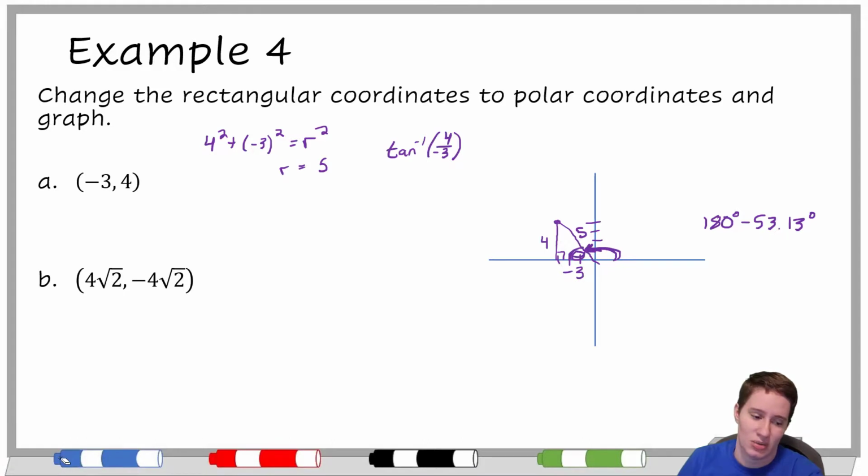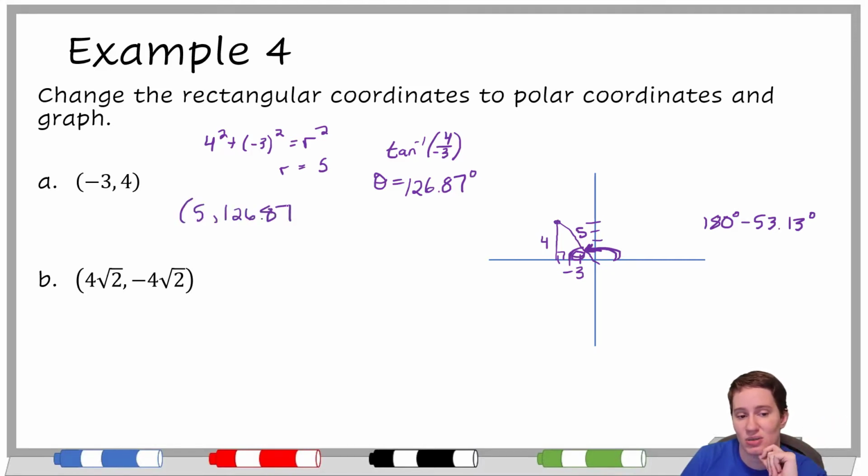But it is a little bit weird to get used to, especially because we haven't done a ton of problems like that. If we do 180 minus 53.13, we get 126.87, I think. And so our answer is 5, 126.87. Actually, that's just one answer because we already know that there are infinitely many answers to this. So keep that in mind.